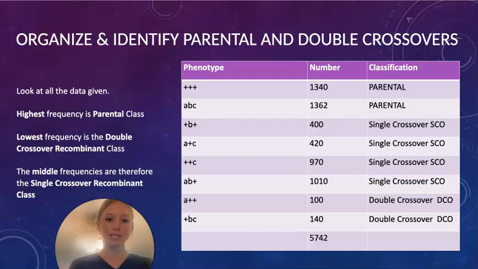First, we're going to organize and identify the parental and double crossovers. Looking at the data that was given, we organized it in this chart. The highest frequency is the parental class, the lowest is the double crossover recombinant class, and the middle ones are therefore the single crossover recombinant class frequencies. It's organized by phenotype, number, and classification.